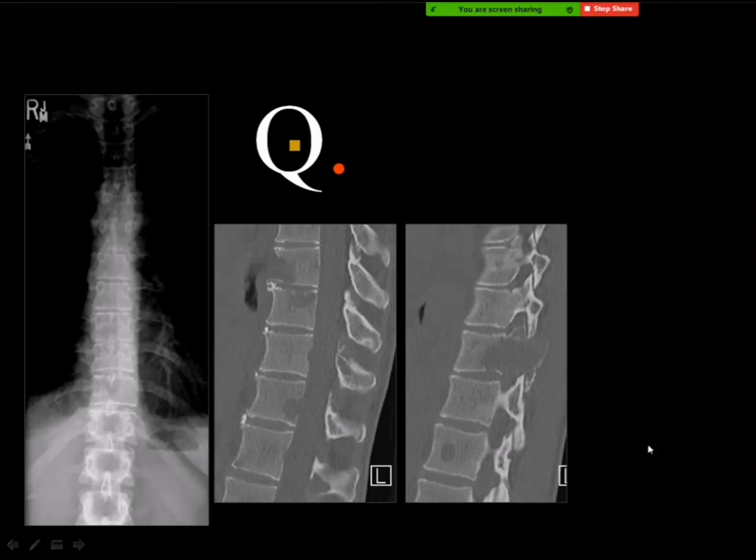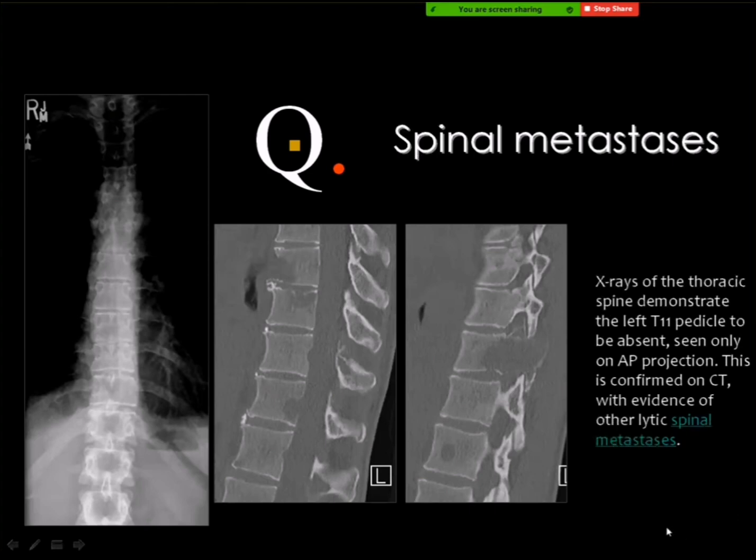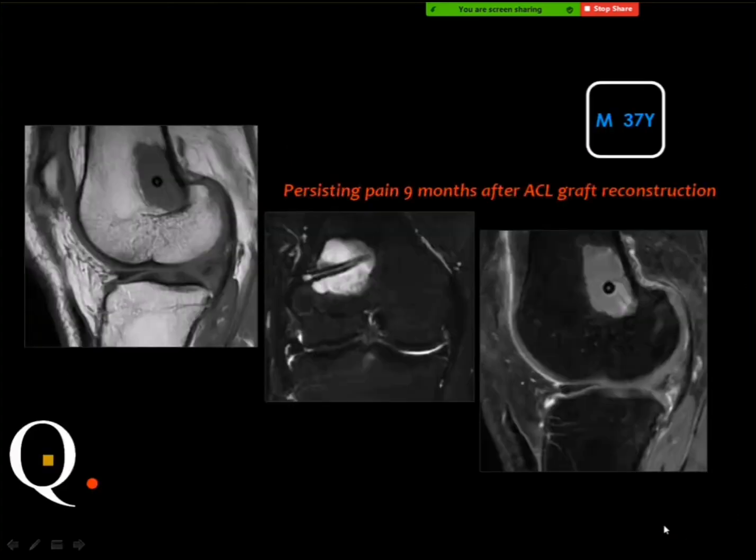Metastasis. Yes, and this is an easy case where you've got an osteolytic lesion and another one, another one, another one, and you may see here the absent pedicle sign, and these are diagnostic of metastatic deposits.